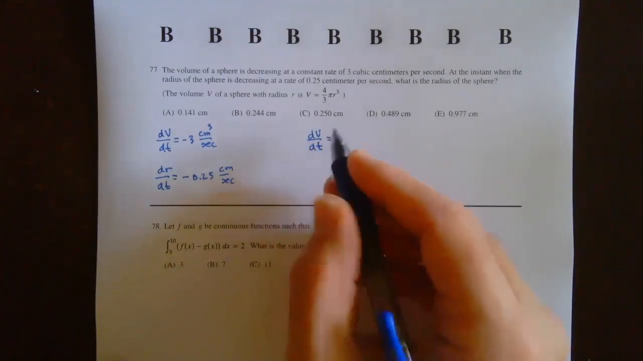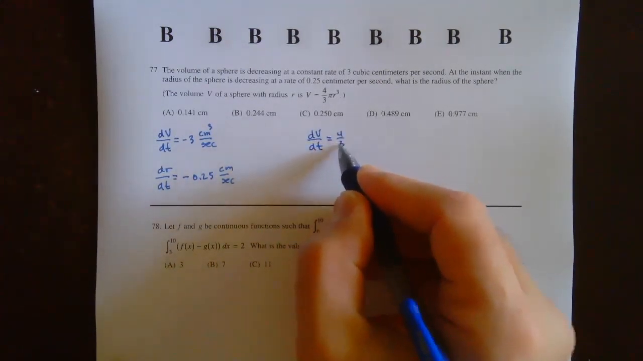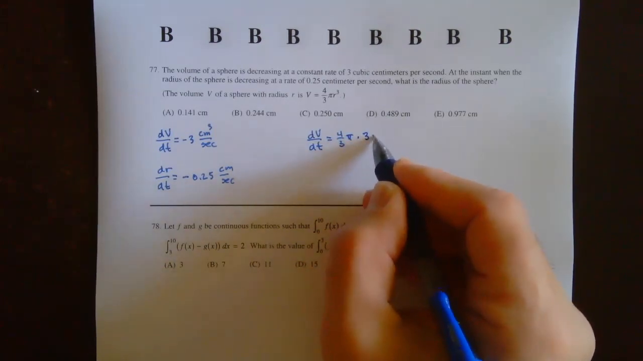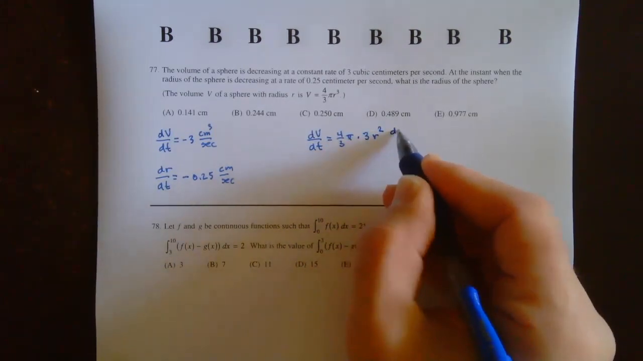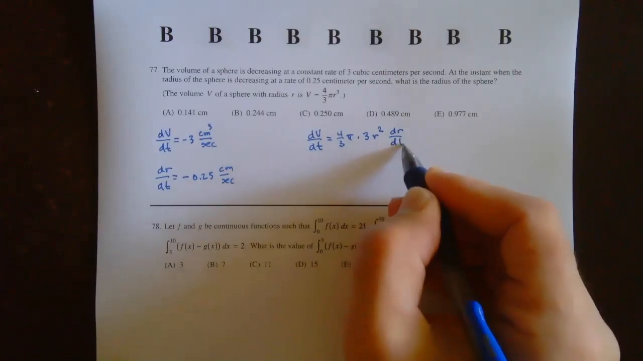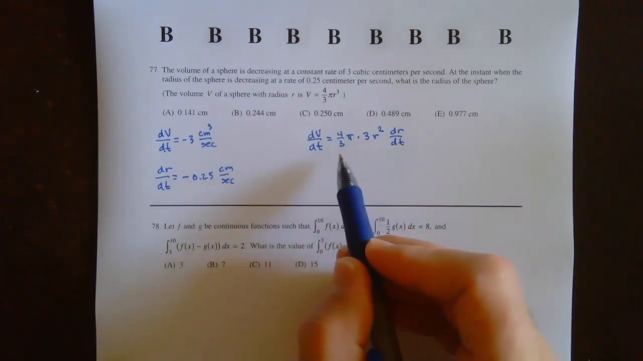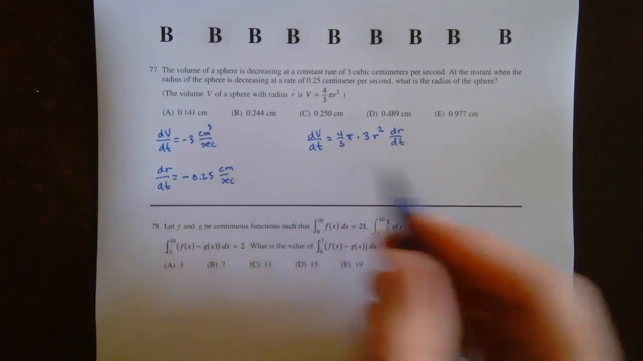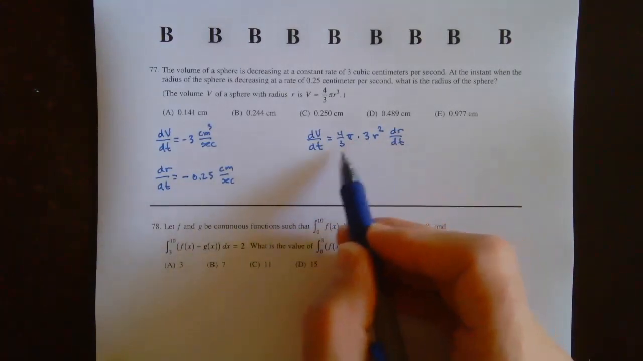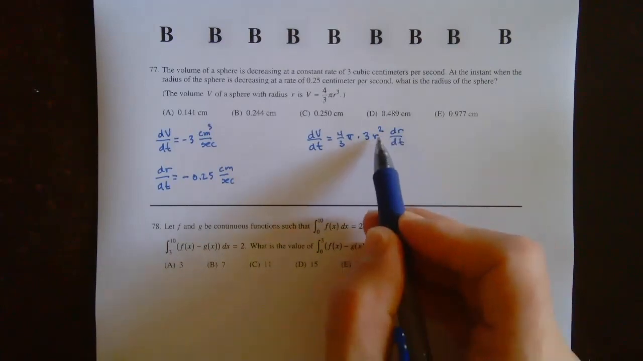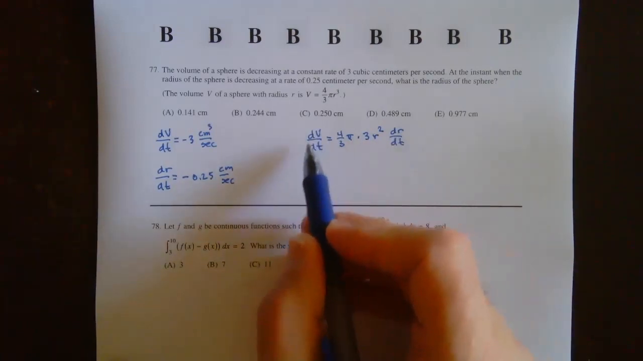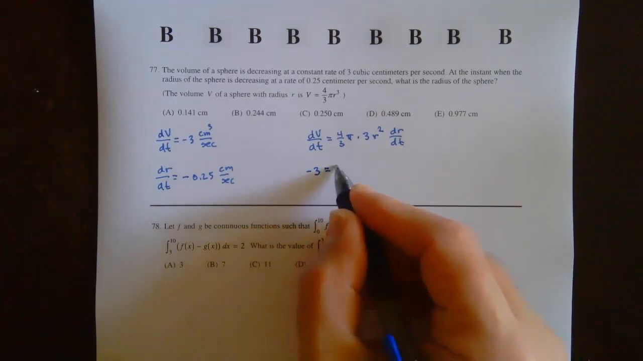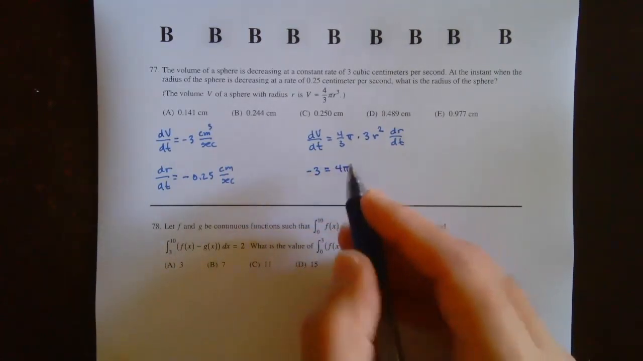dt is equal to 4/3 pi times 3r squared dr/dt, because of the chain rule, because we're taking the derivative with respect to time, not r, right? So it wouldn't be 1 here, okay? So we could just put all the numbers in. Here my 3's cancel, dr/dt, and right here's my r, right?